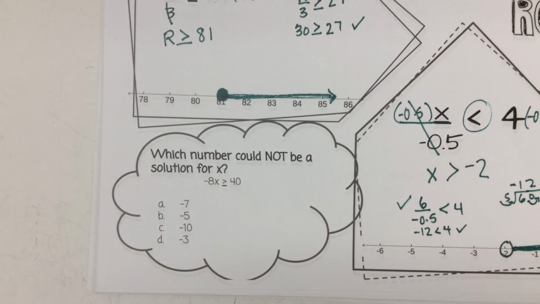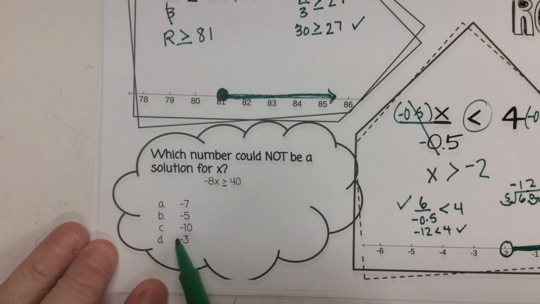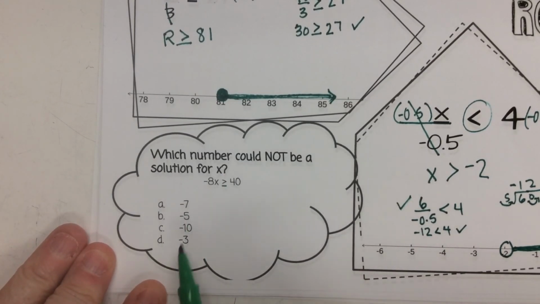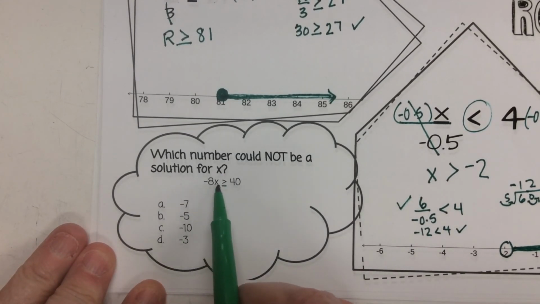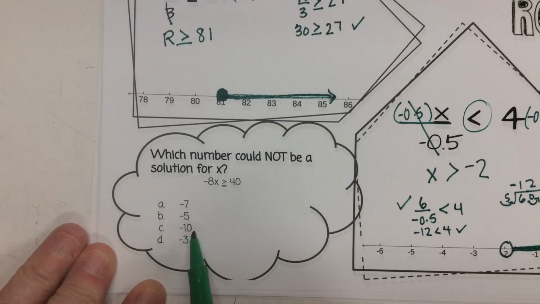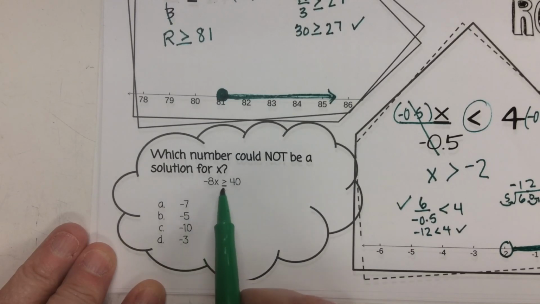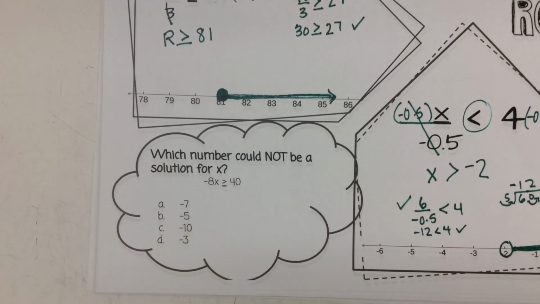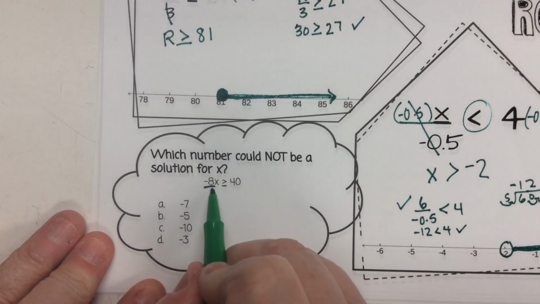Which number could not be a solution for x? Now, there are 2 ways to go about this. You could substitute numbers back in. You could say, well, -8 times -7, is that greater than or equal to 40? Is -5 times -8 greater than or equal to 40, right? You can do that. Or we could just go through and divide.